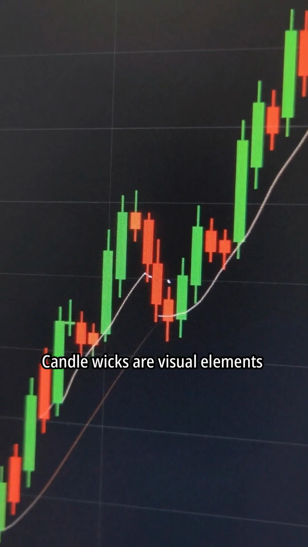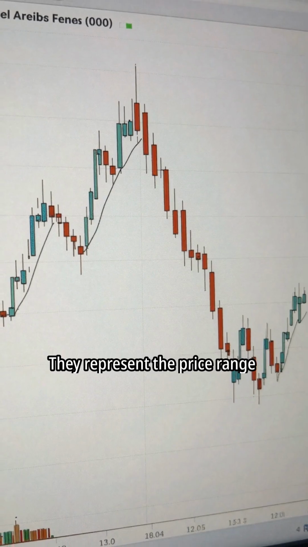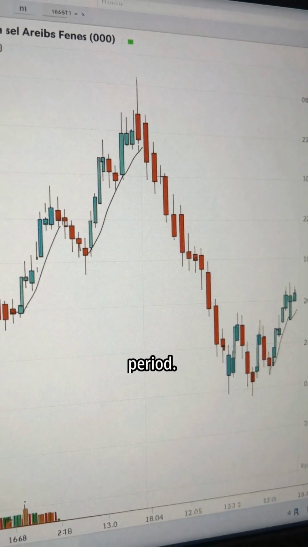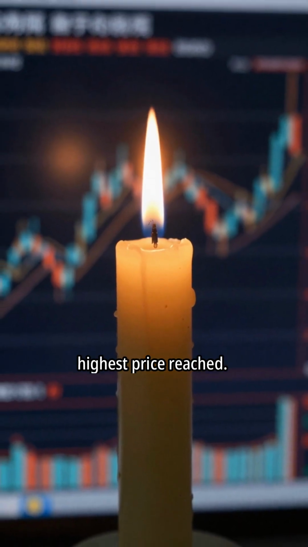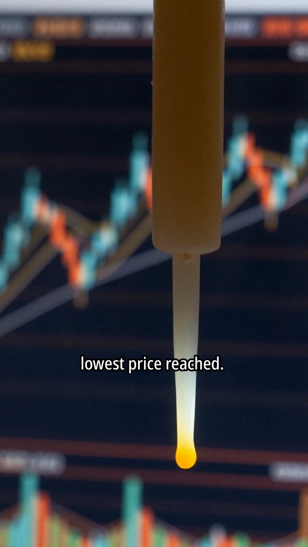Candle wicks are visual elements in financial charts. They represent the price range during a specific trading period. The upper wick indicates the highest price reached. The lower wick indicates the lowest price reached.